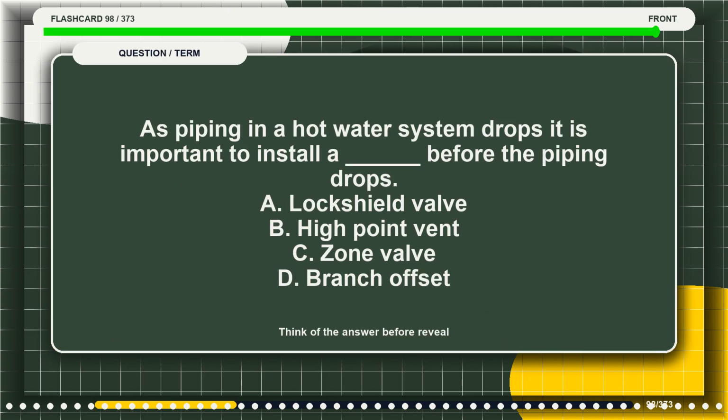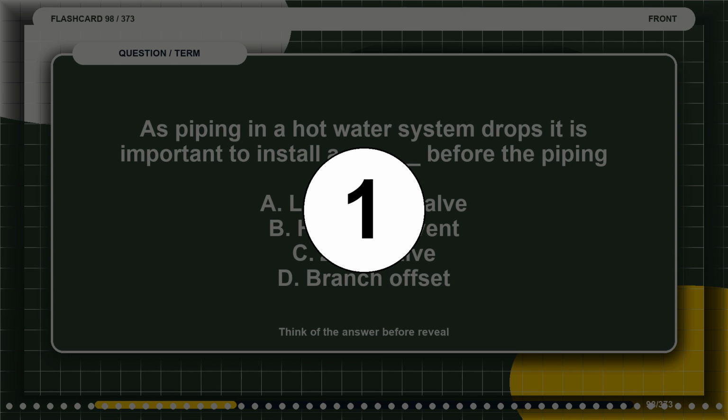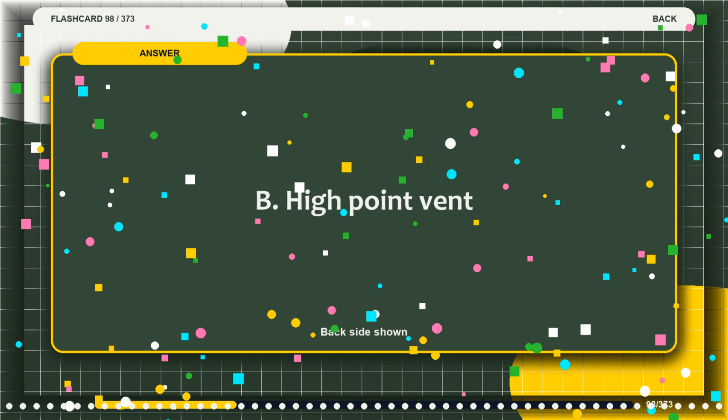Flashcard 98. As piping in a hot water system drops, it is important to install a blank before the piping drops. A. Lock shield valve. B. High point vent. C. Zone valve. D. Branch offset. Think of the answer before the reveal. The answer is B. High point vent.